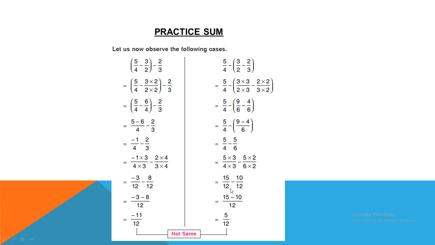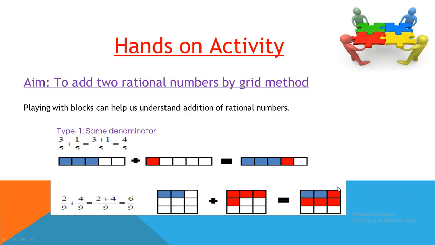As the denominator is the same, just solve for the numerator. 15 minus 10 will be 5. So the left hand side is minus 11 by 12. The right hand side is 5 by 12. Both are not the same. Hence the associative property is not satisfied for rational numbers.